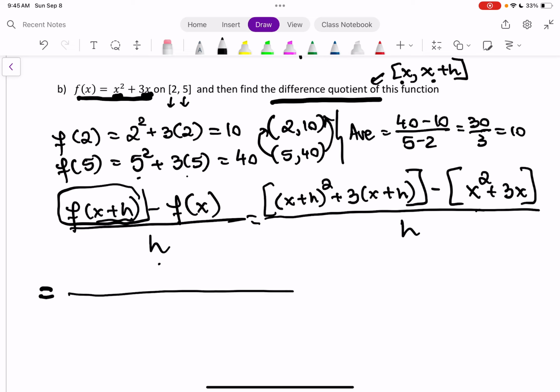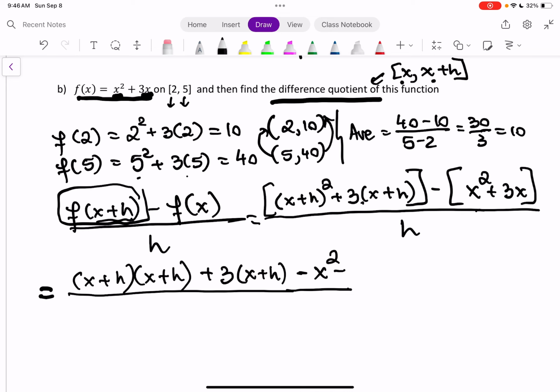I'm going to take this aside. That's a common mistake for students to make. So x plus h squared, to square something means to multiply it by itself. Plus, I'll distribute the next one. Be very careful. This one has a minus. That means we need to subtract both terms that follow.